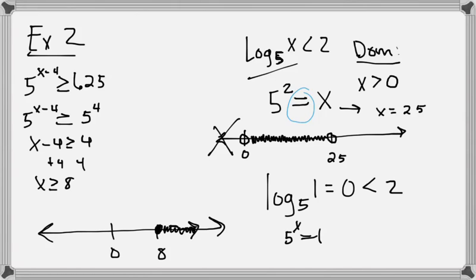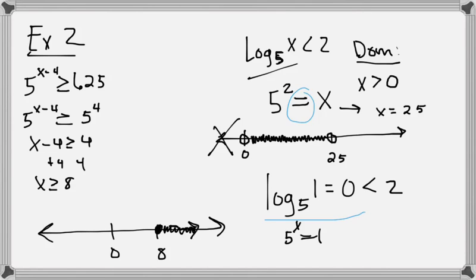What I did was I took 1, that's inside that middle range. I plugged it into my equation. What is log base 5 of 1? What's that? 0. 5 to what power is 1? 0. Is 0 less than 2? Yes. So I shaded wherever that 1 was located. Where did 2 come from? It's in the original equation.